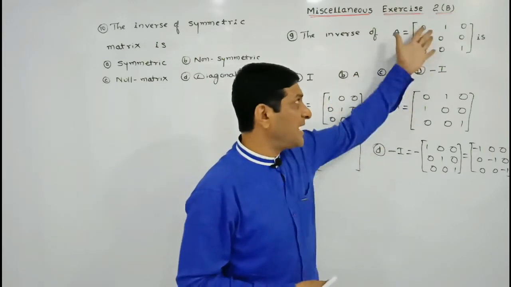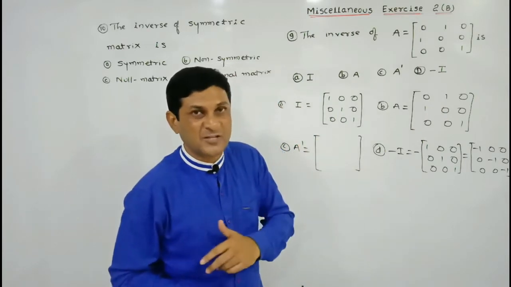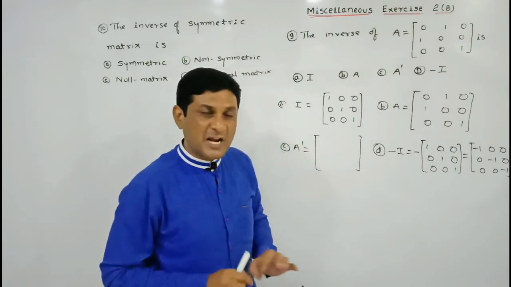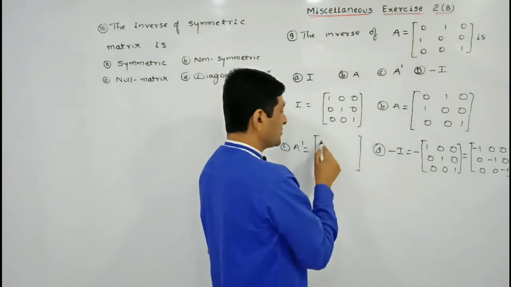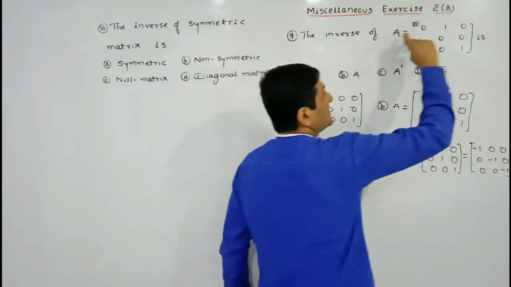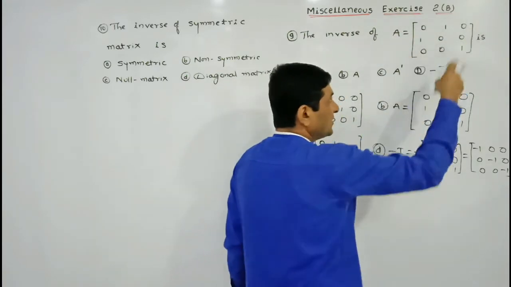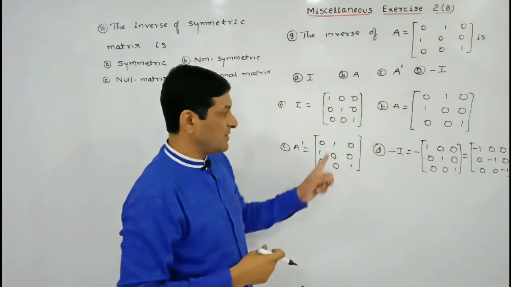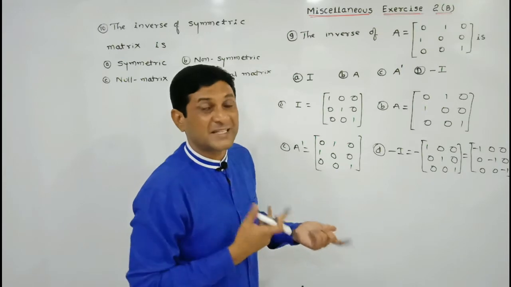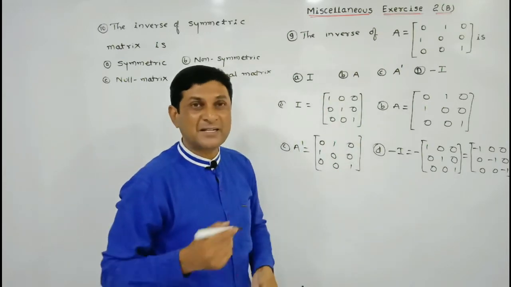The elements of matrix A are already given to us. A transpose. A dash means A transpose. While finding the transpose of a matrix, we interchange rows and columns. So convert the first row into the first column, convert the second row into the second column, 1 0 0, convert the third row into the third column, 0 0 1. And here we can observe that the given matrix and this matrix are exactly the same, which means A and A transpose are equal, so we can say that matrix A is what?